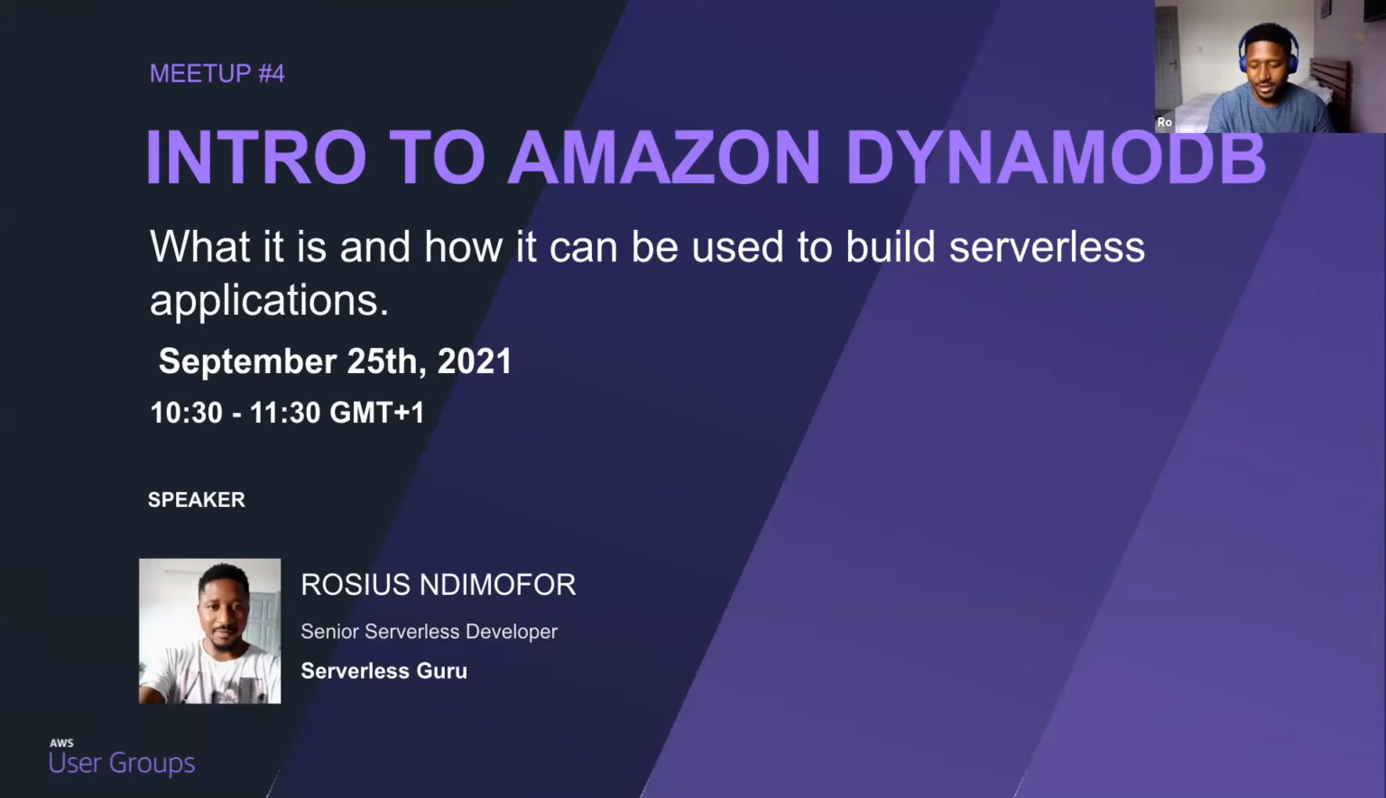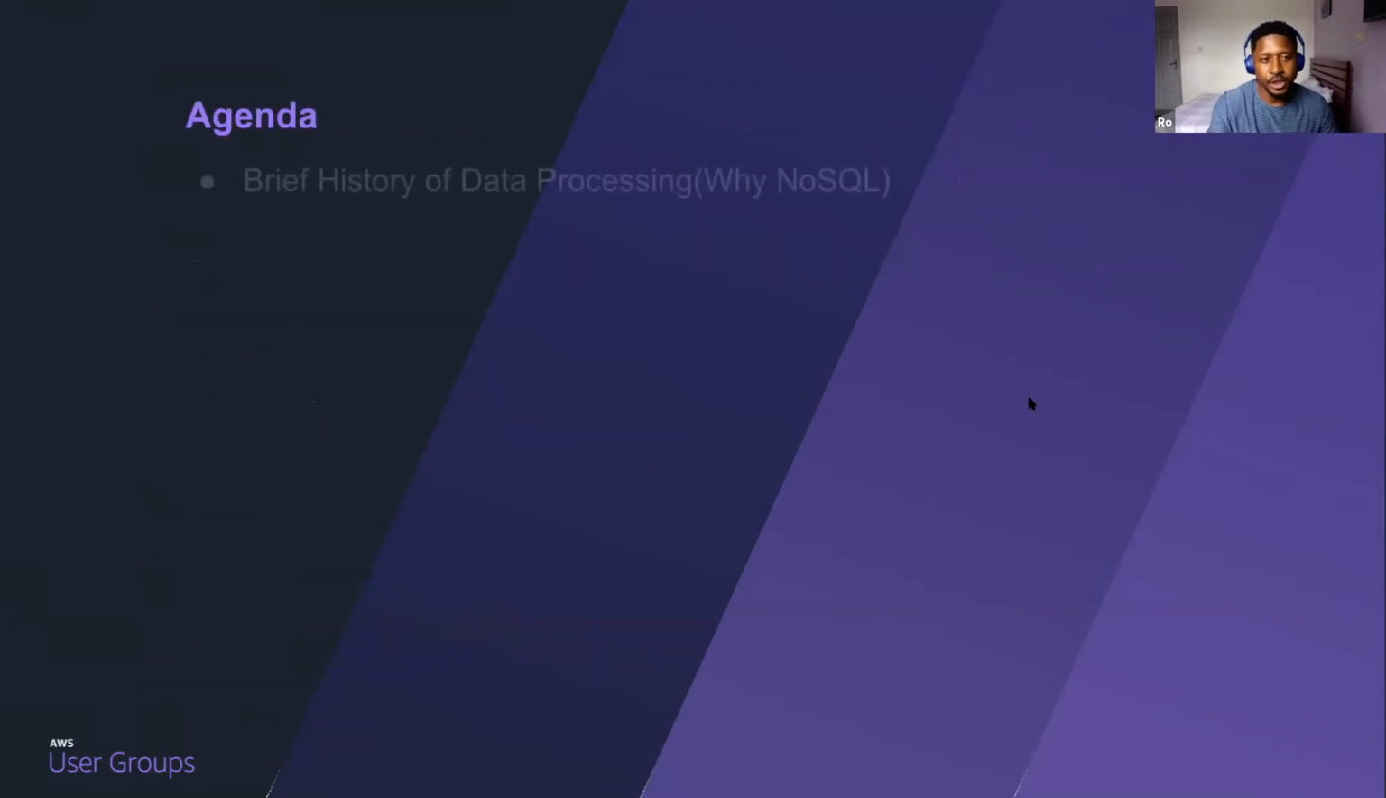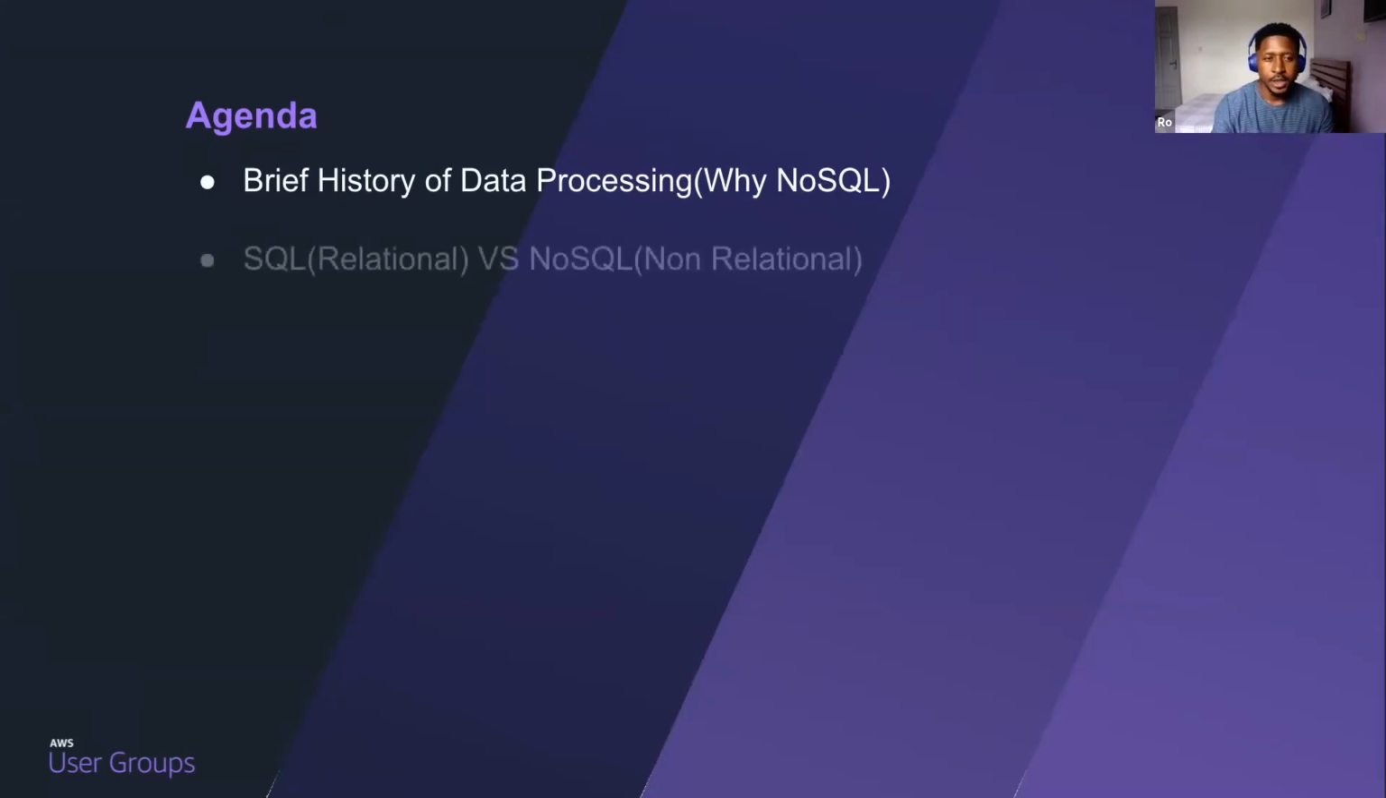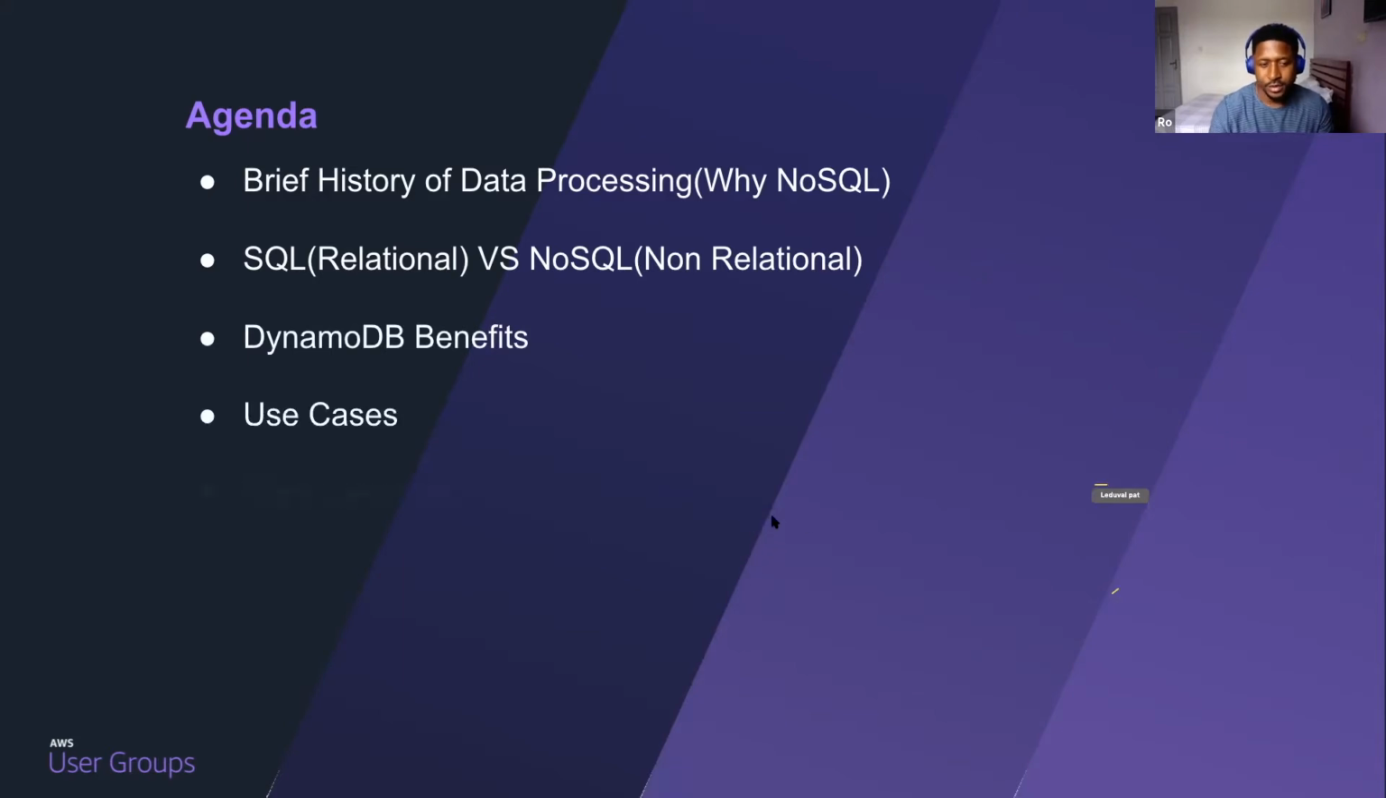So let's take a look at the agenda for today. Firstly, we'll look at a brief history of data processing. Amazon DynamoDB is a NoSQL database, so why NoSQL? Then we'll look at SQL versus NoSQL. And then after that, we'll look at the benefits of Amazon DynamoDB. After that, we'll look at use cases of Amazon DynamoDB. We'll then look at the core concepts surrounding Amazon DynamoDB.